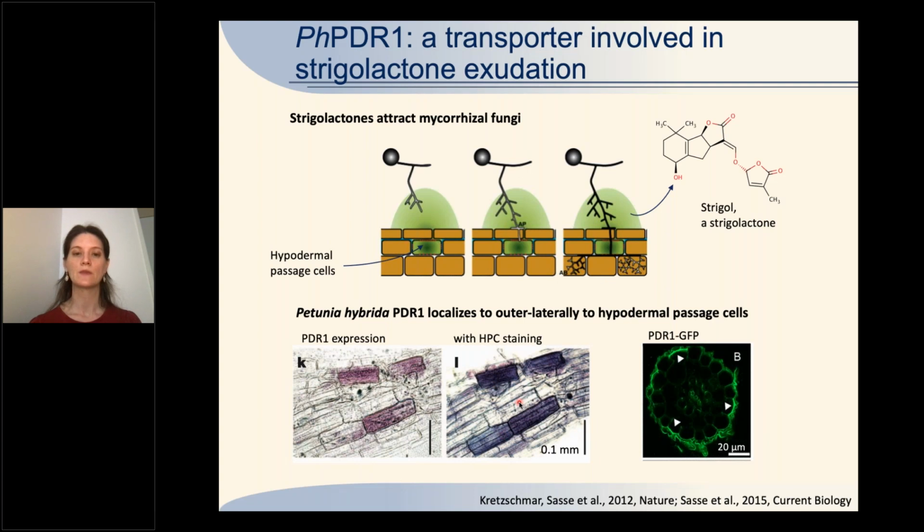the other root cells. And the presence of this transporter allows for the exudation of strigolactone, which is a plant hormone, but also the attracting compound for these mycorrhizal fungi that are attracted by the chemical gradient and then penetrate the epidermis and colonize the roots at the end. In a later study, we found that not only is the transporter localized in these cells, it very nicely shows this outer lateral localization here, which one would expect for an efficient export of strigolactone.